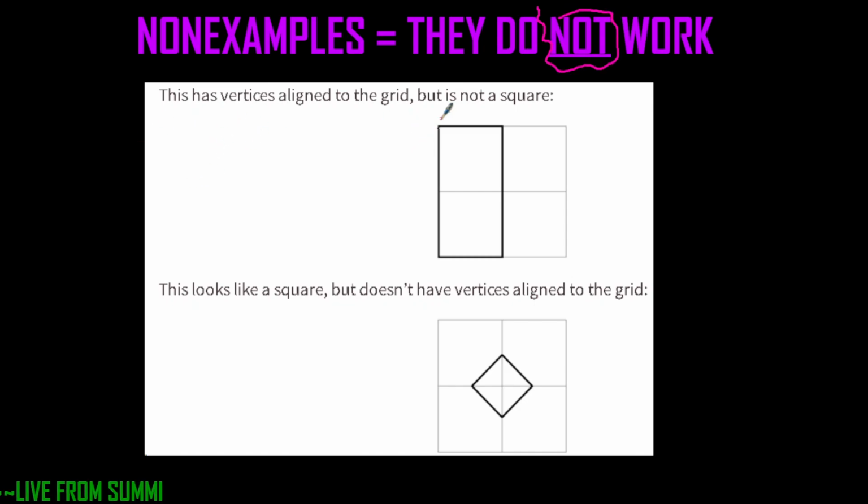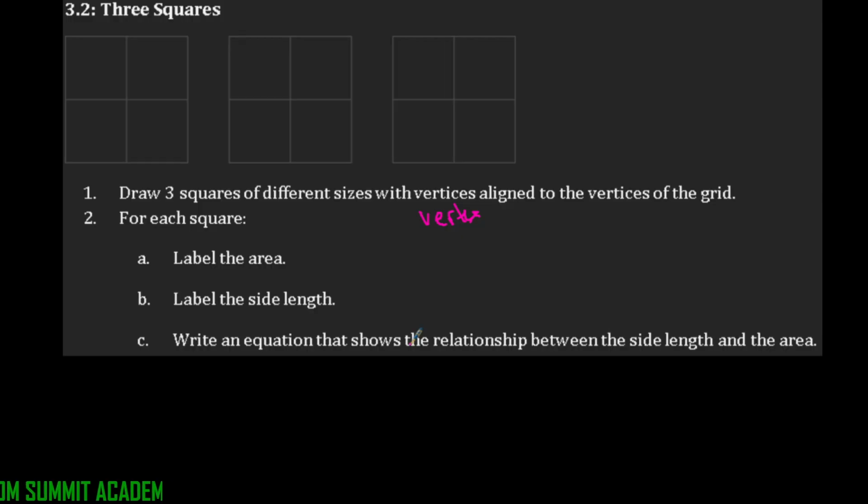For example, if you tried to use those vertices on the side, notice how it is not a square. So this one is incorrect. And this one looks like a square because it has 4 equal sides, but it's not along those vertices and those corners. So make sure that you're using those vertices like that. For example, I can draw a couple different ones.